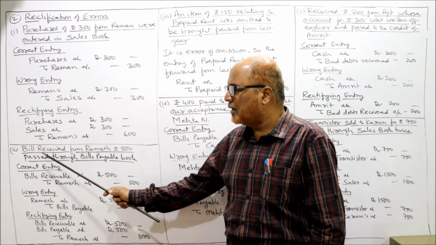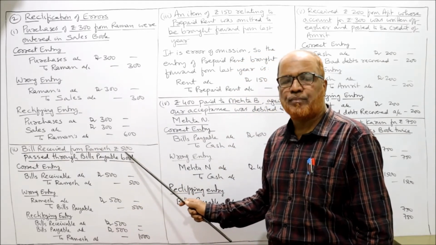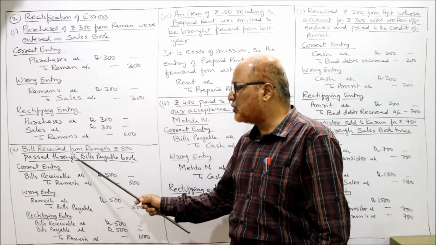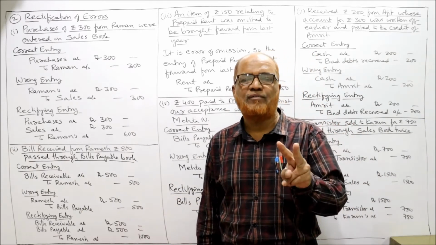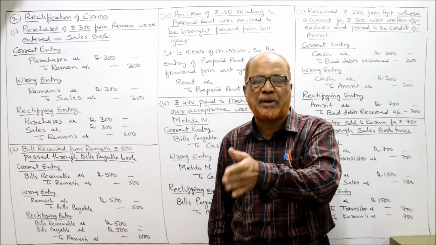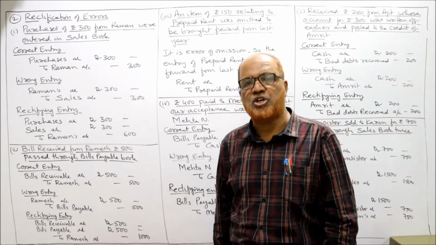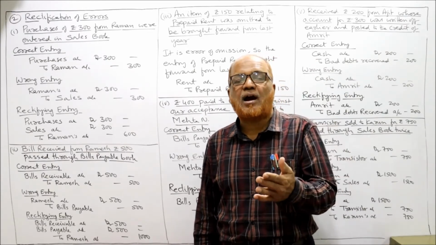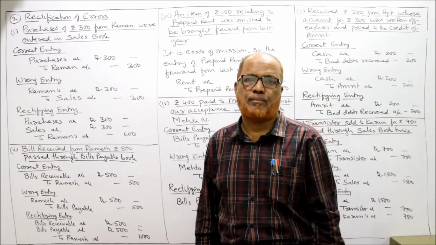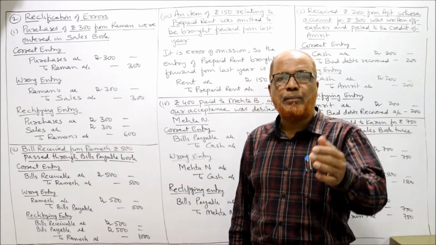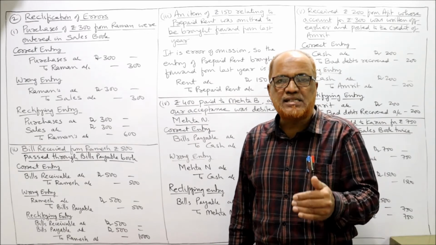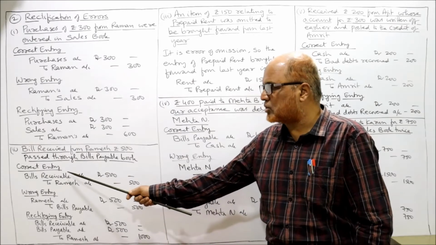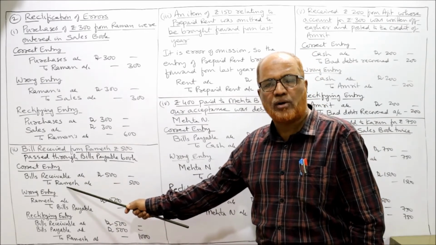That's all. Now second, bills receivable received from Ramesh, 500, posted through bills payable book. Actually two different books are there: bills receivable book and bills payable book. When a bill is received from Ramesh, it should have been recorded in the bills receivable book. But by mistake the accountant has recorded it in the bills payable book. So first we'll see what is the correct entry when a bill is received. When a bill is received from Ramesh, the correct entry is bills receivable account debtor to Ramesh account.